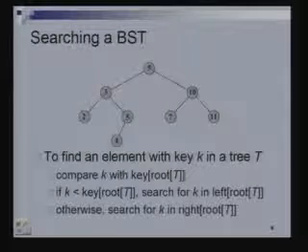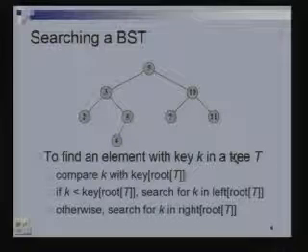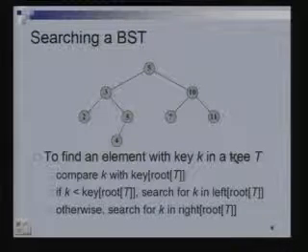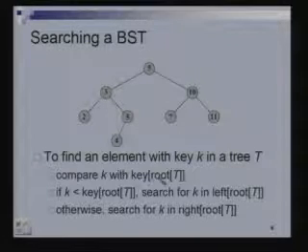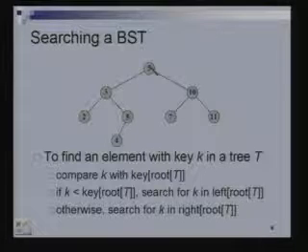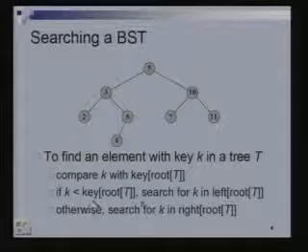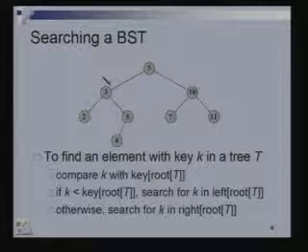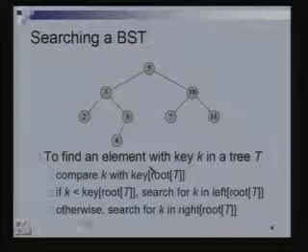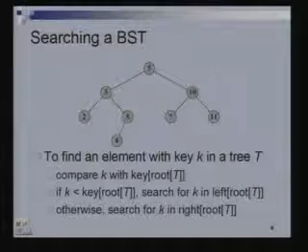So that is what is being said here. To find an element with a key k in a tree T, you are given a key k. So you will compare k with the key in the root. If k is less than the key in the root, then you will search for the key in the left subtree. Otherwise, you will search for k in the right subtree.